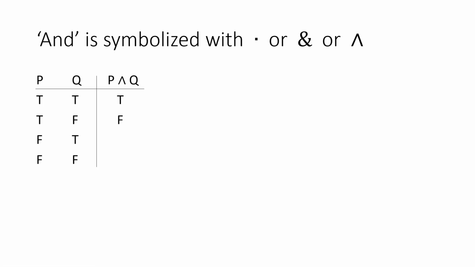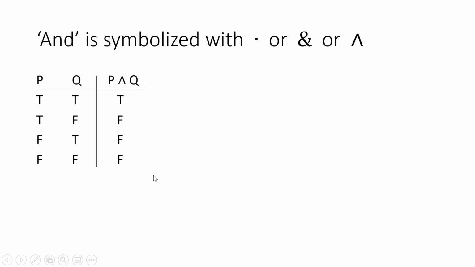Let's consider the next possibility. Think of each row on this table as a possibility. This is the possibility where it's true that Percy's at the zoo, and it's false that Quincy's at the zoo. So to say they're both there then is false. The next row is similar. If Percy's not there and Quincy is there, then to say Percy and Quincy are there is false. Now, if neither one of them are there, if it's false that Percy's there and false that Quincy's there, then it's sure false that they're both there.